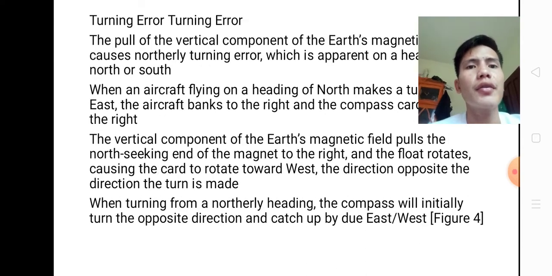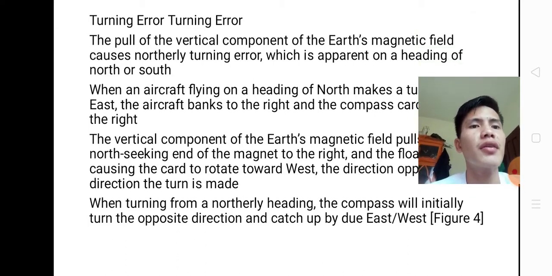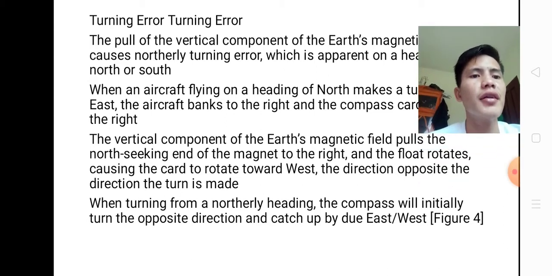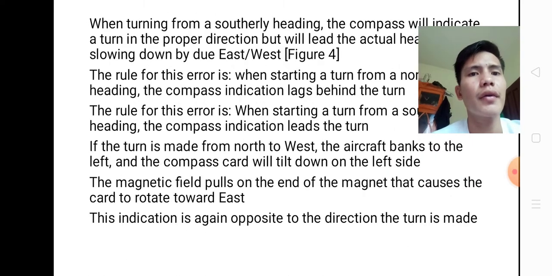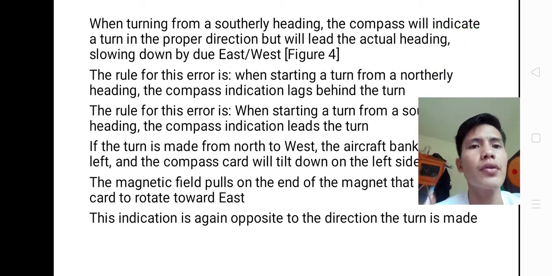Turning error. The vertical component of the Earth's magnetic field causes northerly turning error, which is apparent on a heading of north or south. When turning from a northerly heading, the compass will initially turn in the opposite direction and catch up by due east or west. So these are the rules of this.